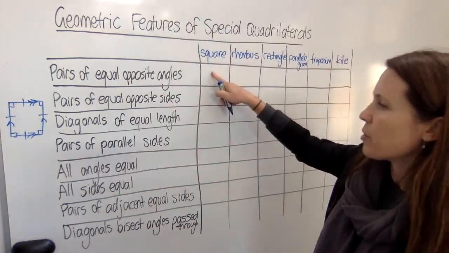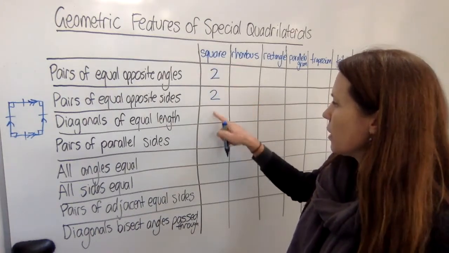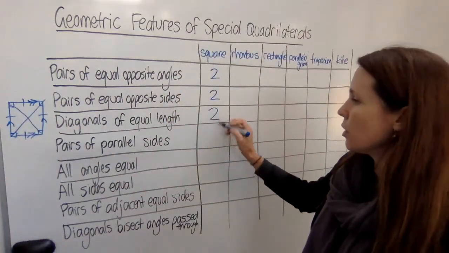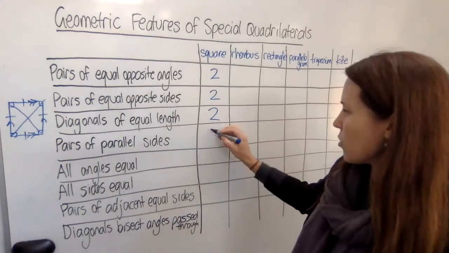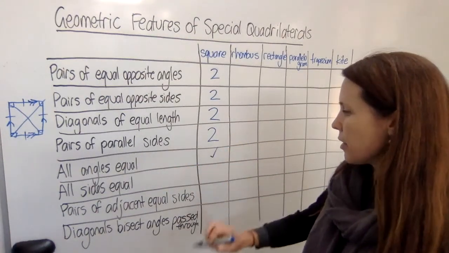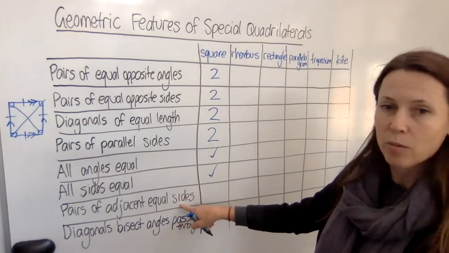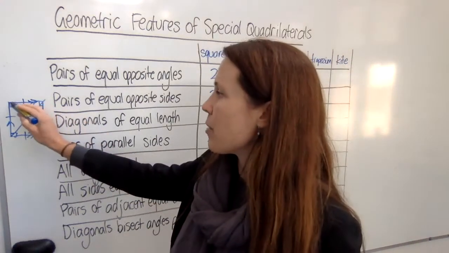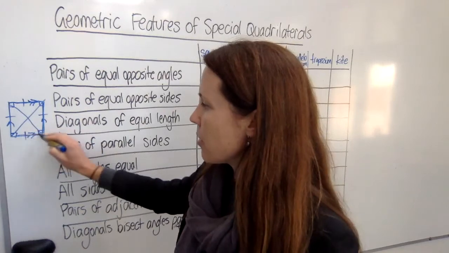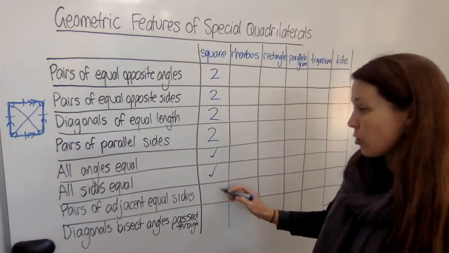So pairs of equal opposite angles, yes, it has two of those. Pairs of equal opposite sides, two. Diagonals are equal length, yes, two. Pairs of parallel sides, two. All angles equal, yes, they're all 90 degrees. All sides equal, yes. Pairs of adjacent equal sides, well, yes, adjacent means next to, so this side is equal to this one, and this is equal to this one, and this one's equal to this one, and this one's equal to this one. So you could sort of say there's four there. You could also just say all.